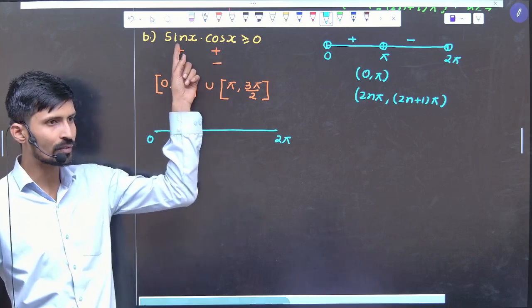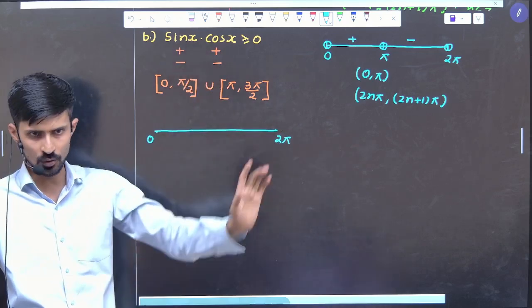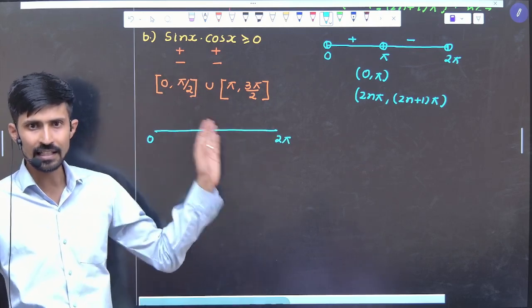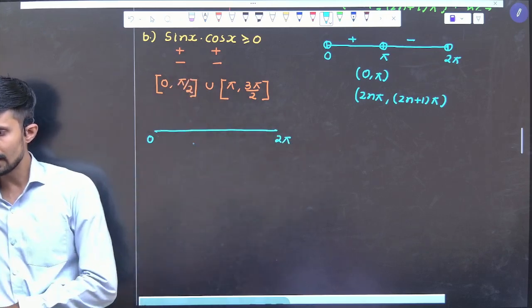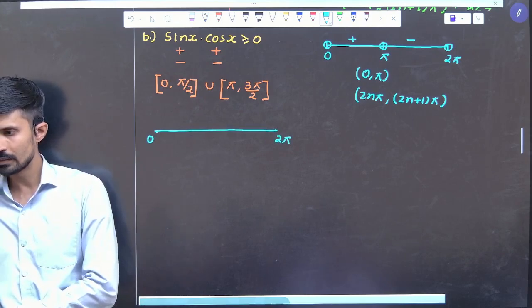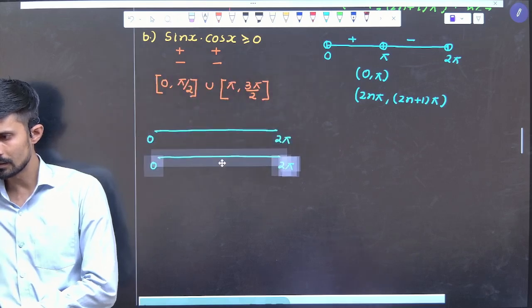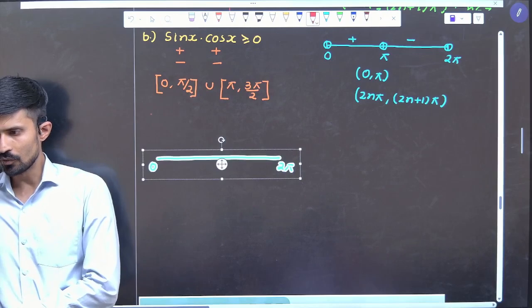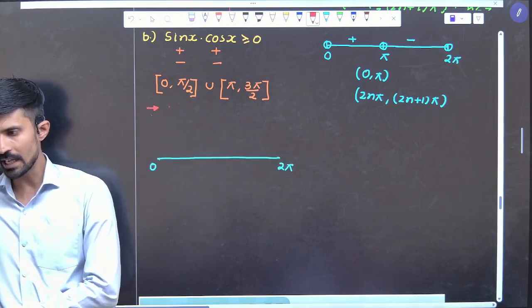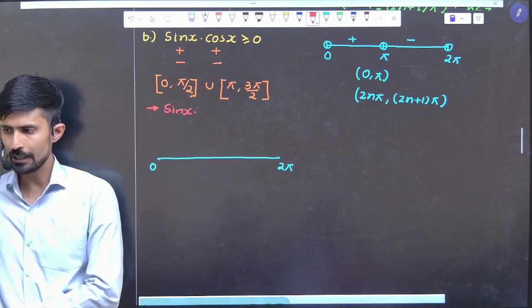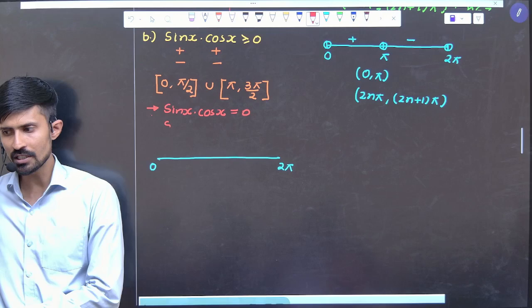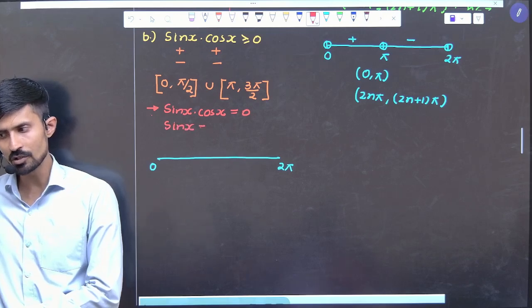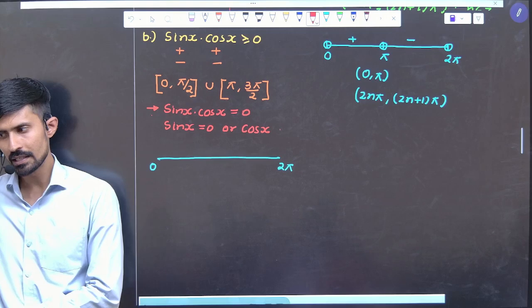Now we'll find the roots of this. sin x cos x is equal to 0. So what will be the roots? sin x is equal to 0 or cos x is equal to 0. So from there, first find the roots: sin x into cos x is equal to 0 means sin x is equal to 0 or cos x is equal to 0.